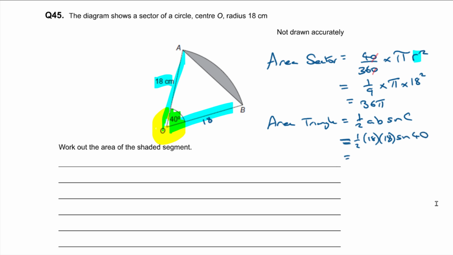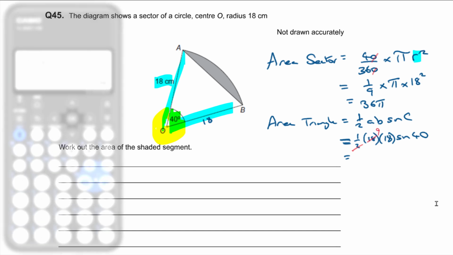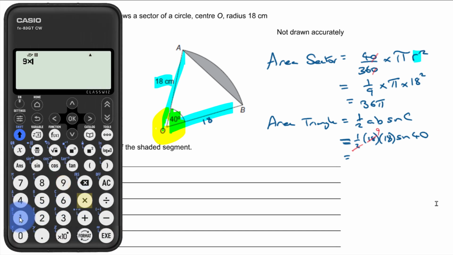Okay? So I'm probably just going to cancel that into that, give me 9, and make it slightly easier to type into the calculator. 9 times 18 times the sine of 40, that comes out to be 104.1.